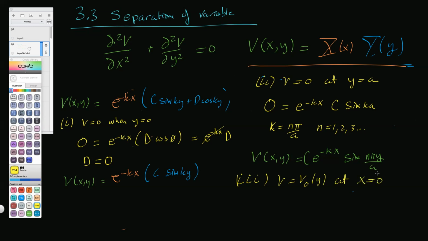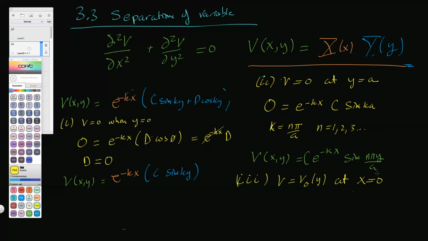Okay, so we have to do this. This is a little weird, right? So think about x equals 0 in there. If you put x equals 0 in there, you're just going to get c times sine of n pi y over a. But what we've ignored here is that this kind of equation actually has infinitely many solutions.